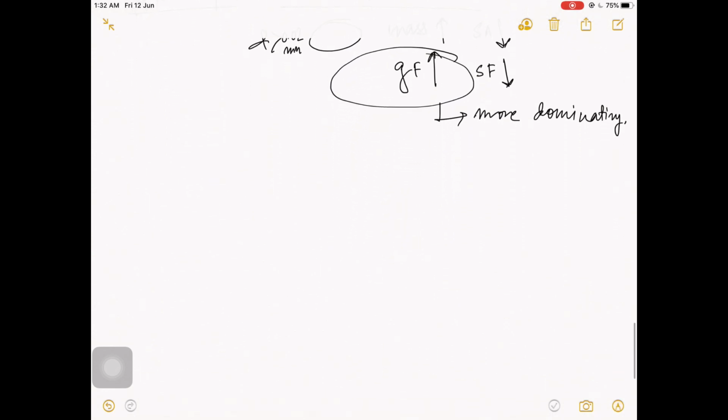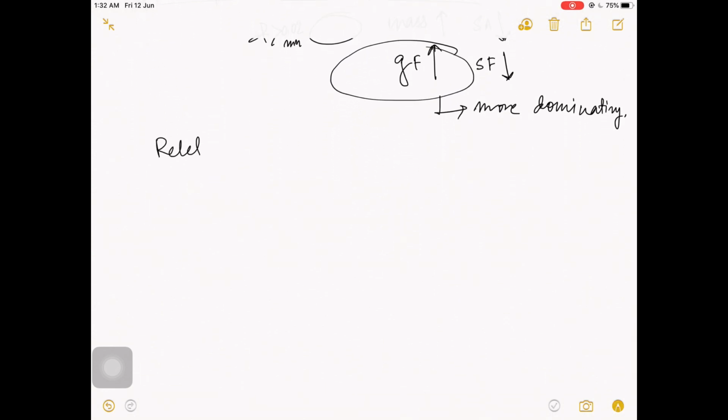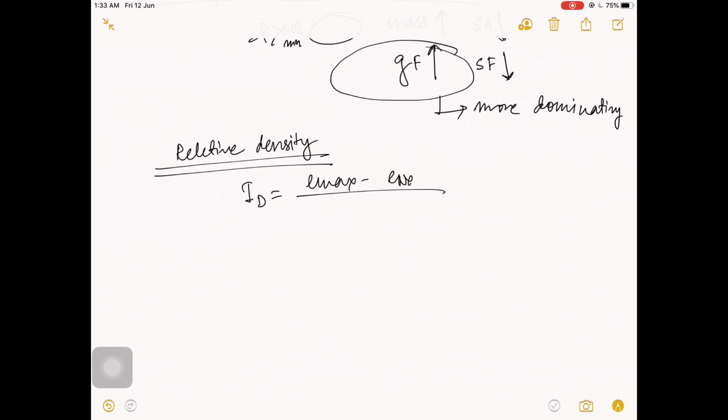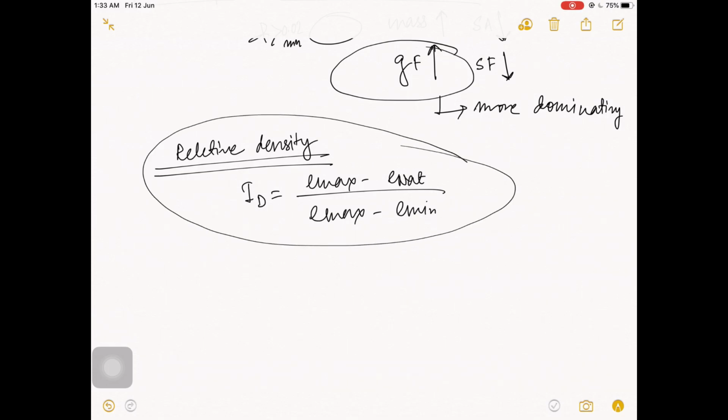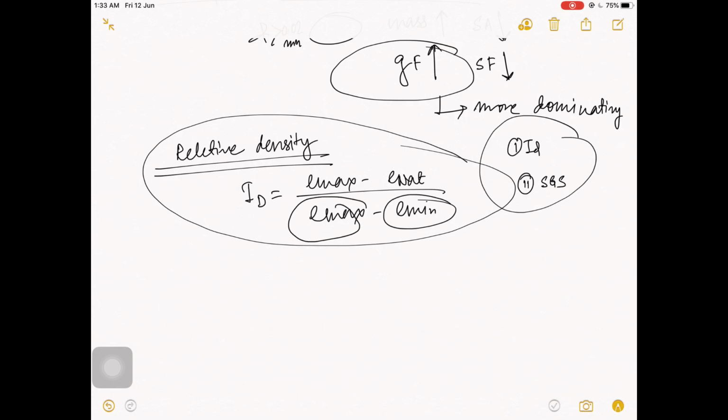A few days ago I talked about relative density. Can you remember relative density? If you remember, then comment in the comment section what you mean by relative density. Relative density ID is equal to (E maximum minus E natural) divided by (E maximum minus E minimum). In this video, for the first time I link two things: one is ID and one is single grain structure. What is Emax, what is Emin, and I will give you some particular values. I hope you have heard about this. Let's see how Emax is generated and how Emin is generated.